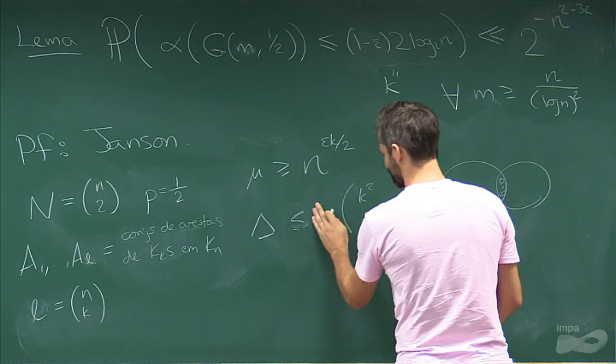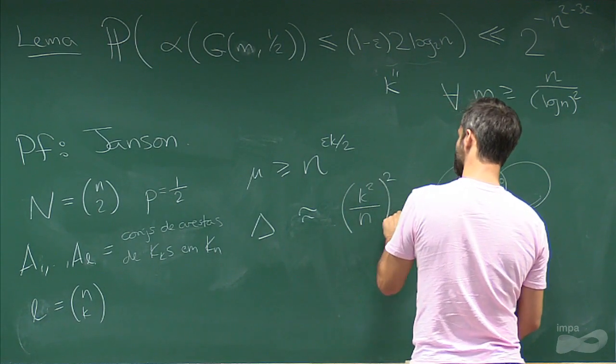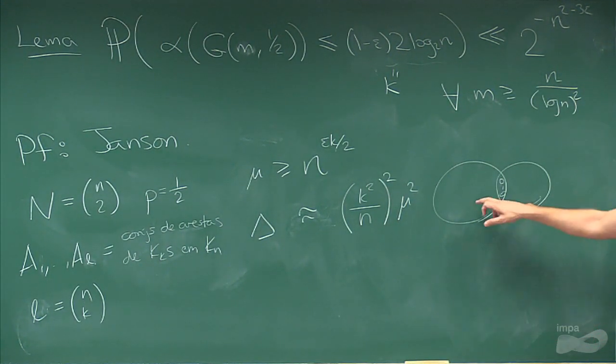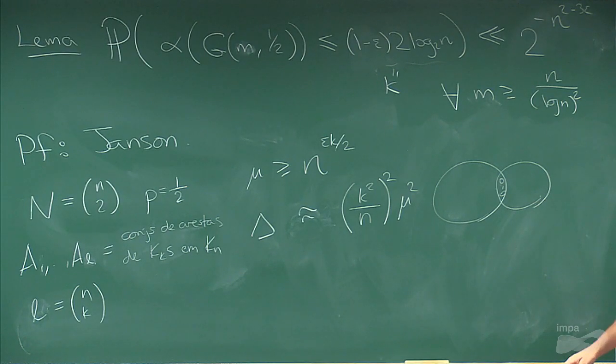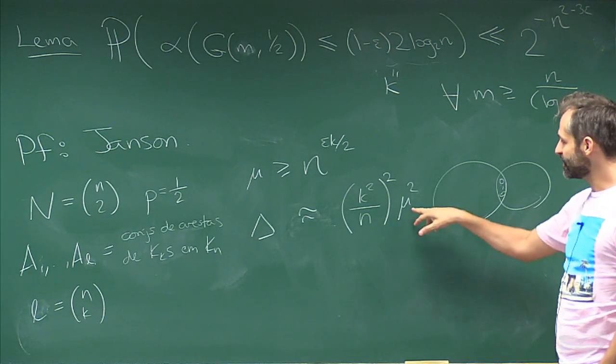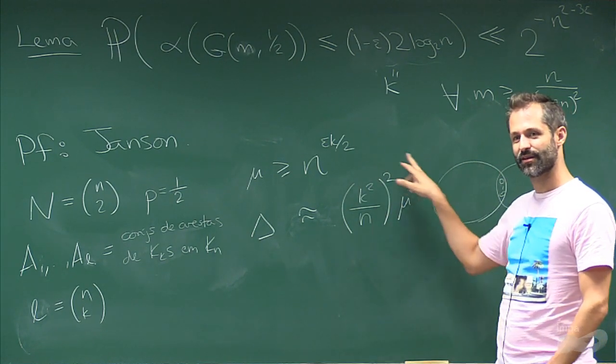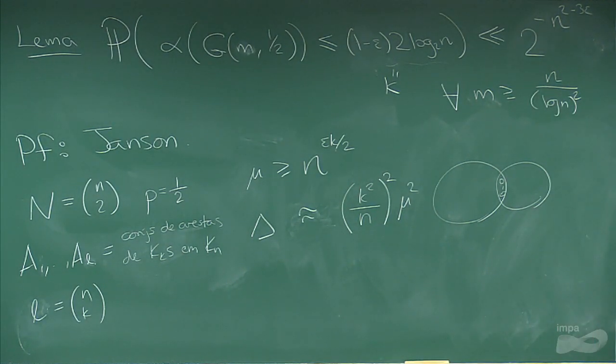I mean, maybe 2 is a bit... It is roughly k squared over n squared times mu squared. That's really the probability of this thing, or really the contribution to delta of these things. And mu is huge, so this thing is much bigger than mu. So the delta is dominated completely by things of this form.